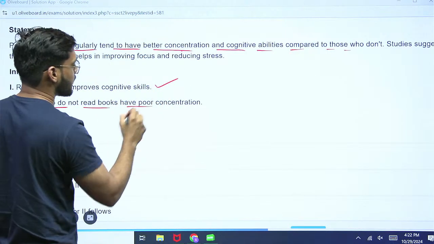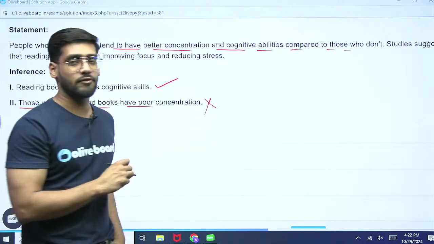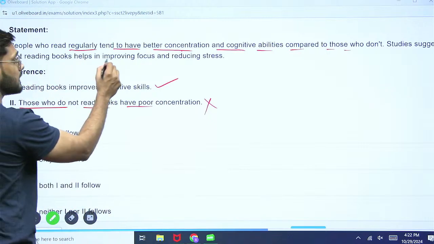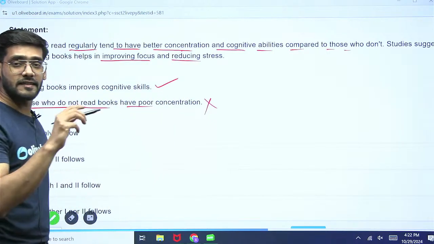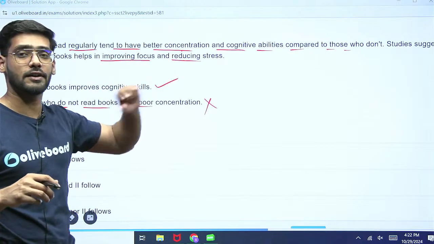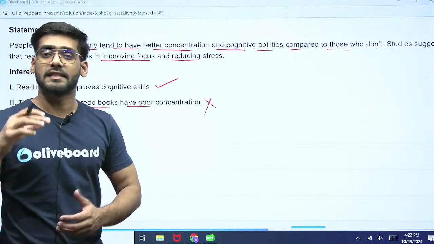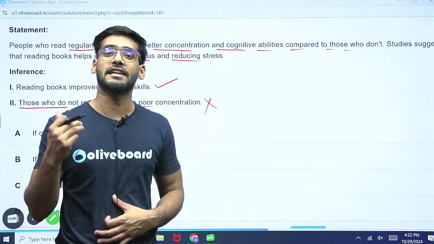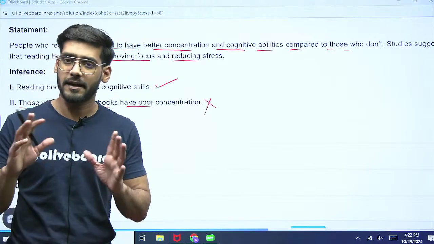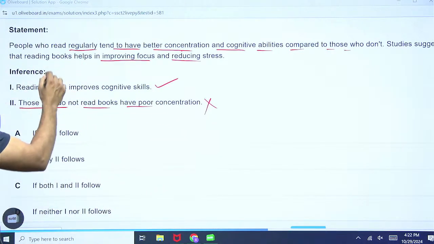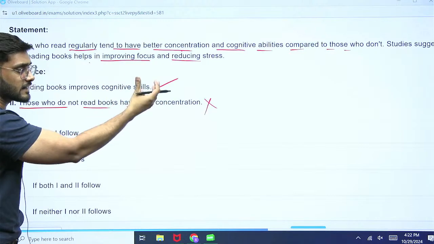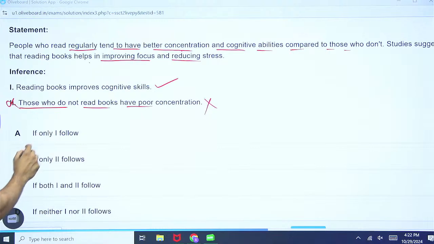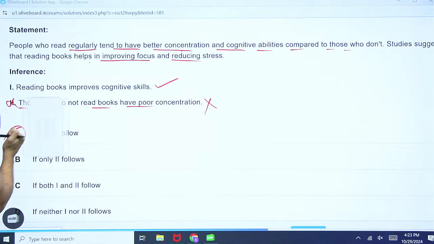Those who do not read books have a poor concentration. This one is definitely wrong. Why? Because it is said studies suggest that reading books help in improving focus and reducing stress. This is not the only way. There are other ways as well to build concentration, like meditation, yoga, exercises. This is an alternative way to help, right? So the second conclusion we cannot infer from the statement, and hence only one follows. Next question.